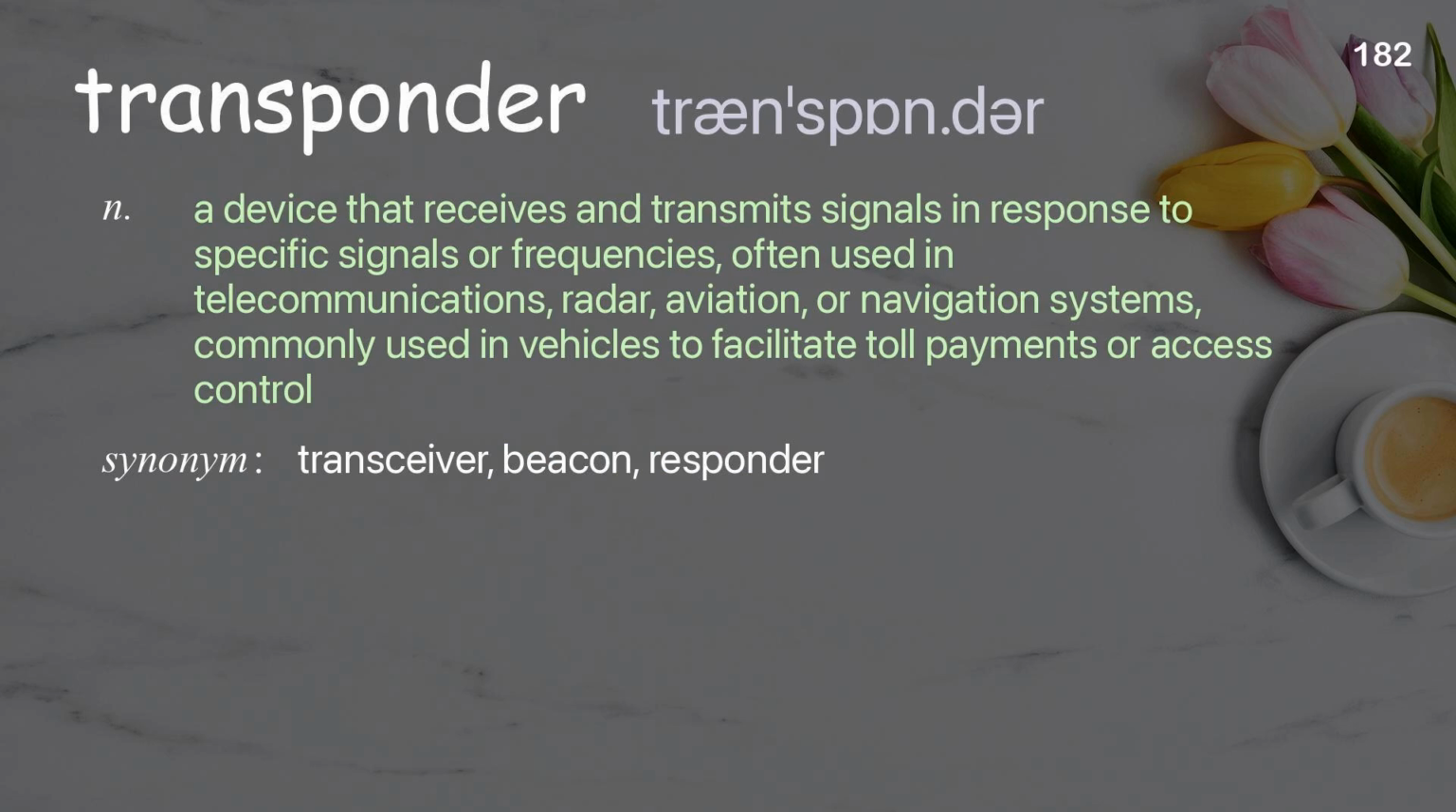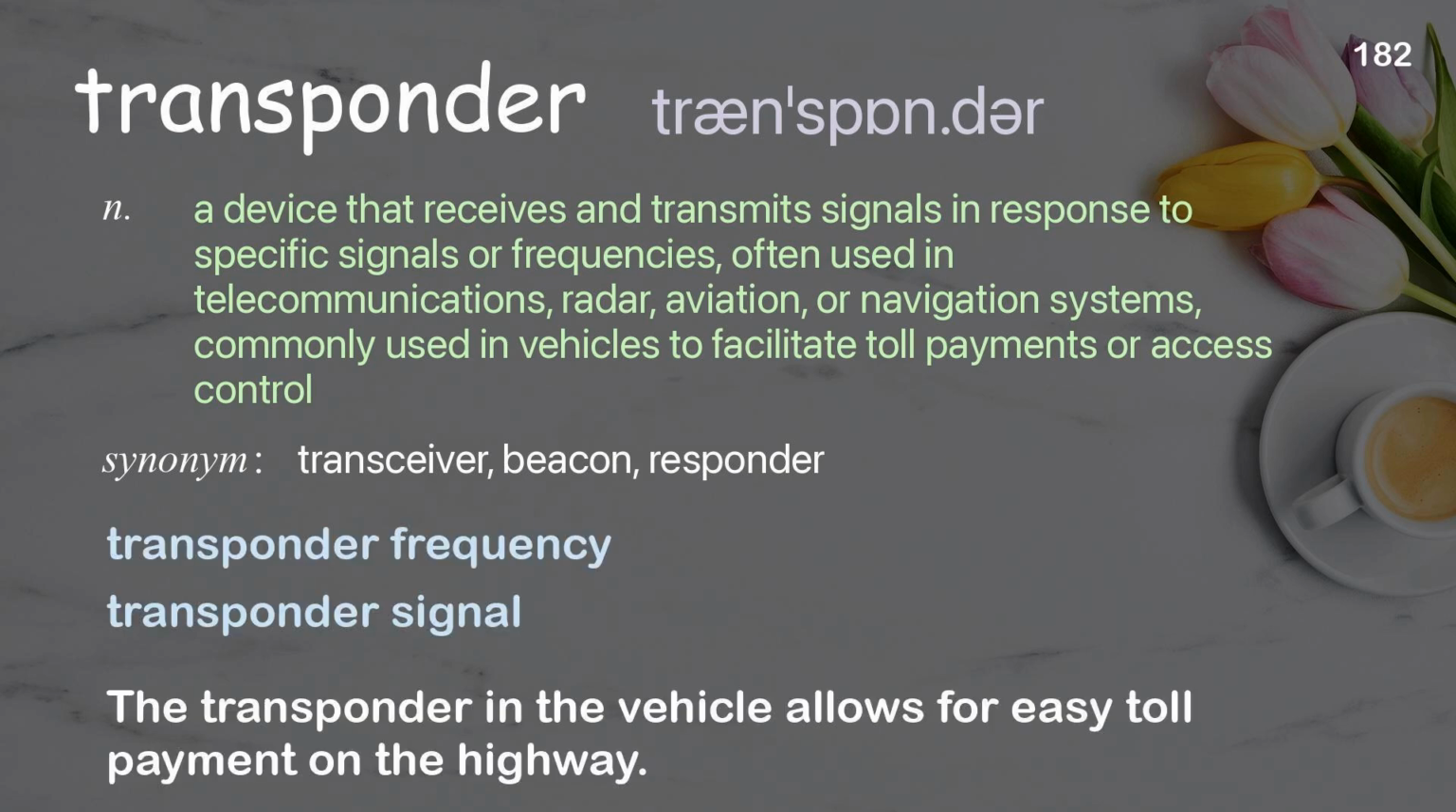Transponder. A device that receives and transmits signals in response to specific signals or frequencies, often used in telecommunications, radar, aviation, or navigation systems, commonly used in vehicles to facilitate toll payments or access control. Examples: Transponder frequency. Transponder signal. The transponder in the vehicle allows for easy toll payment on the highway.